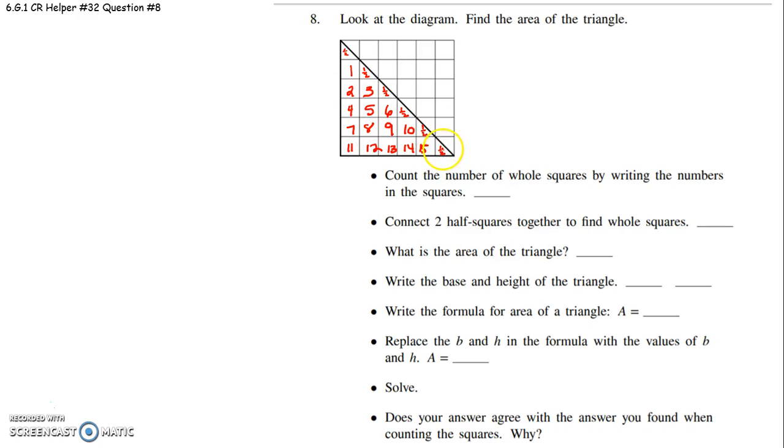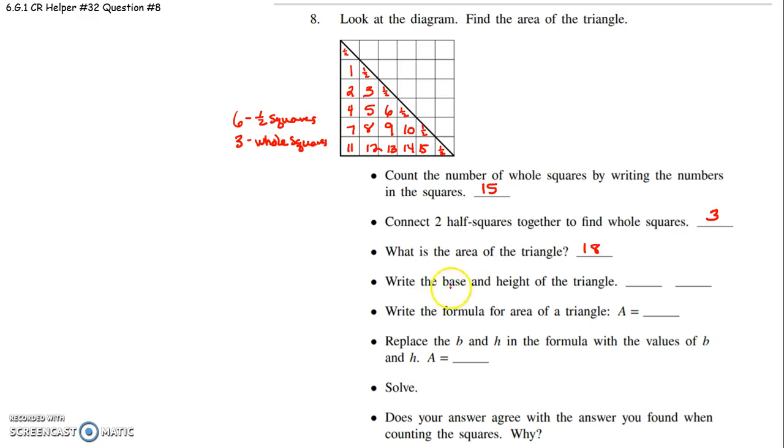So we had 15 whole squares, and then that makes 16, 17, 18. If you have 6 half squares, 6 half squares is the same as 3 whole squares. So we had 15 whole squares, 3 more whole squares. What is the area of that triangle? 18. Write the base and height for your triangle. I wonder if here they wanted you to tell them that there was 3 whole squares, and up here there was 15 whole squares.